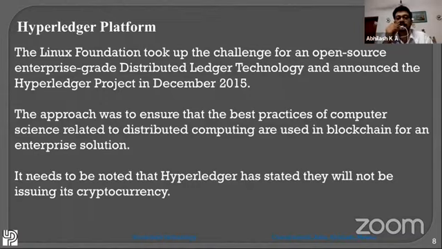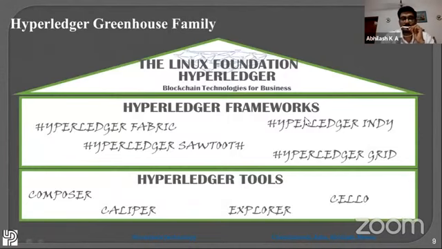Okay, the Hyperledger platform came up in December 2015, and it has an umbrella of softwares under this project. We can quickly grasp through them. One of the very important thing you need to know is the Hyperledger has initially stated that it will not be issuing its own cryptocurrency. I hope it stays there for a few more years. Let's move to the seeding. This is called the Hyperledger greenhouse family. Guys, just keep a tab on Hyperledger Fabric. This is the most used blockchain within the Hyperledger framework.